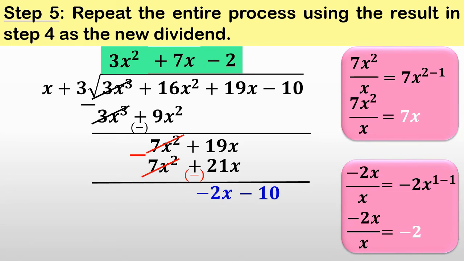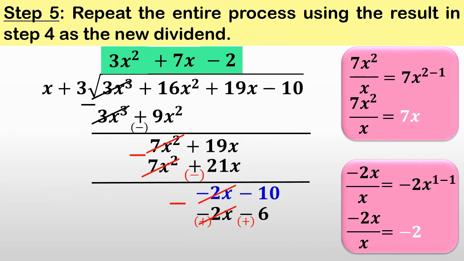So, let's multiply negative 2 to each term of divisor. Negative 2 times x is equal to negative 2x. Negative 2 times positive 3 is equal to negative 6. Next step, let's subtract. After we put the sign or the operation, let's change the sign of each term of the subtrahend. So, it is equal to positive. Yan. So, nag-change na tayo ng sign. So, after we change the sign, let's subtract.